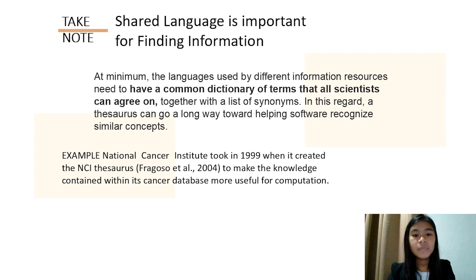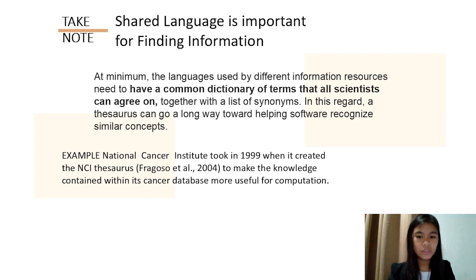So at minimum, the languages used by different information resources need to have a common dictionary of terms that all scientists can agree on, together with a list of synonyms. In this regard, a thesaurus can go a long way toward helping software recognize similar concepts. An example of this is what the National Cancer Institute did in 1999 when it created the NCI Thesaurus to make the knowledge contained within its cancer database more useful for computation.